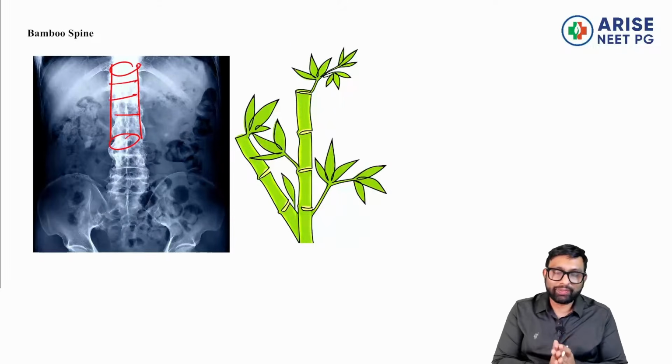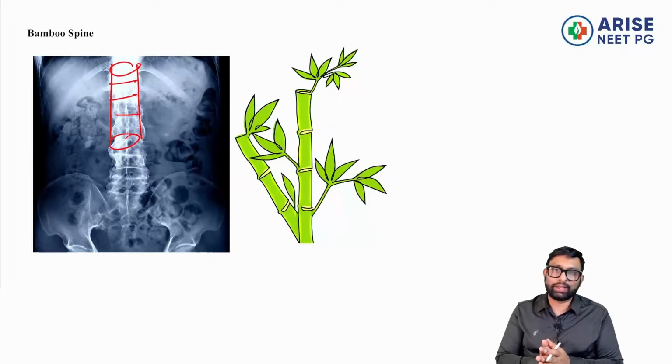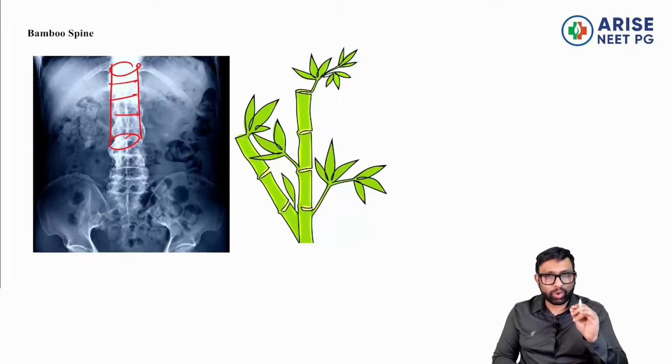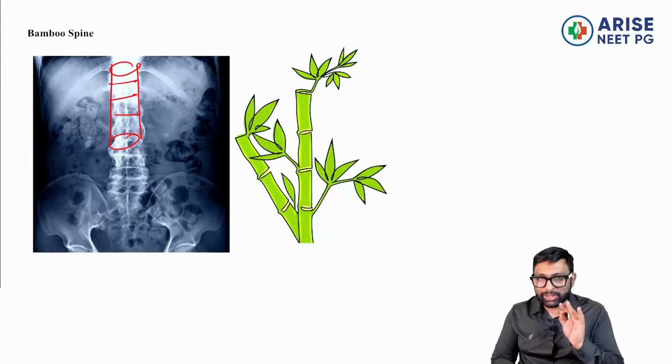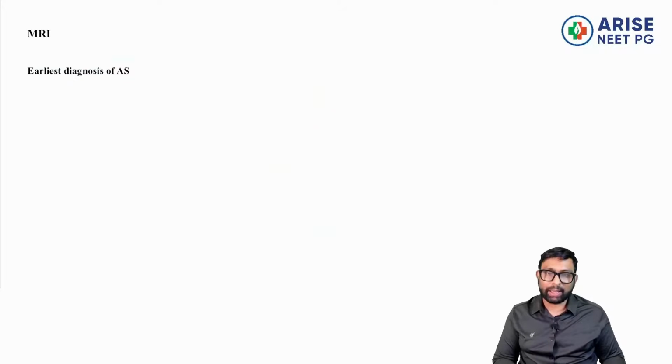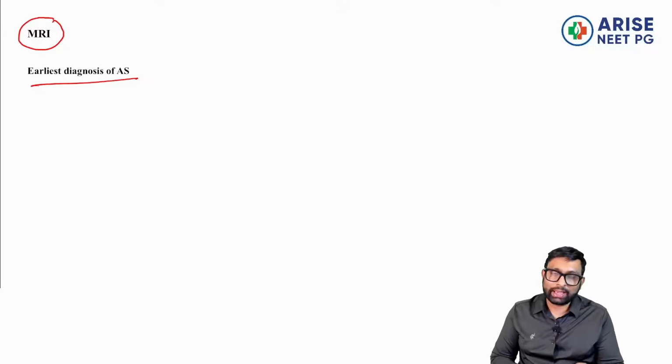But these are all features in the X-ray which you see much later in a patient with ankylosing spondylitis. If you want to pick up ankylosing spondylitis at the earliest, X-ray is not the best investigation, nor is CT, because what you want to see in ankylosing spondylitis early is enthesitis. You want to see that early enthesitis that starts developing, and the best way to pick that up is by doing an MRI. Okay, MRI is the best investigation, the earliest investigation for ankylosing spondylitis.